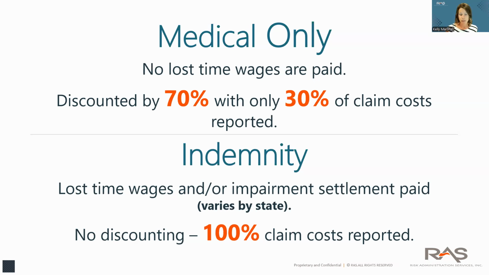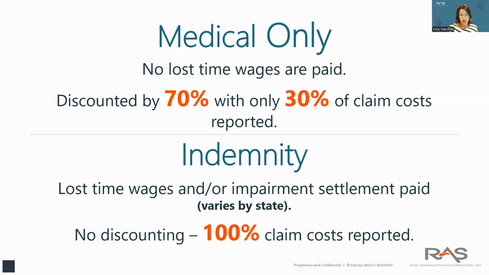So on the contrary, indemnity claims are claims where an employee has some sort of lost time wages and or possibly an impairment or a settlement that's paid to them. On these claims, where there is indemnity or lost wages associated with that injured worker's benefits, when those go to NCCI, there's no discounting received. So 100% of those claim costs are reported and therefore impact your future EMOD and premium.